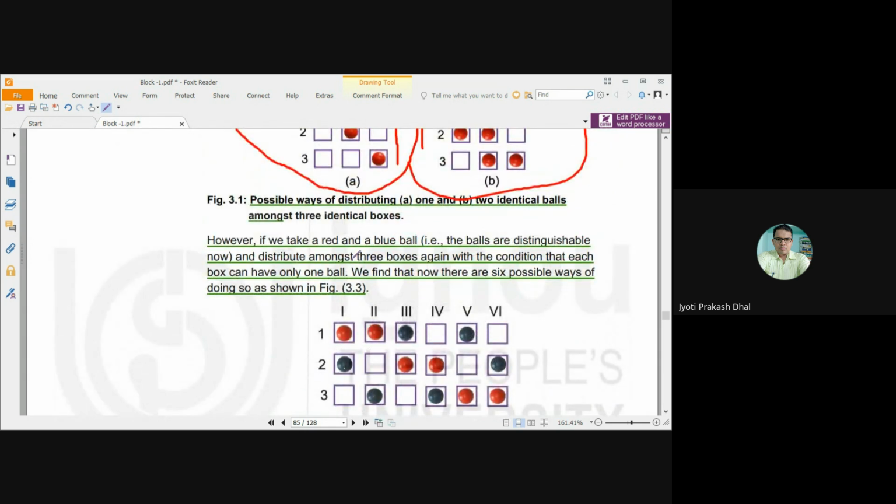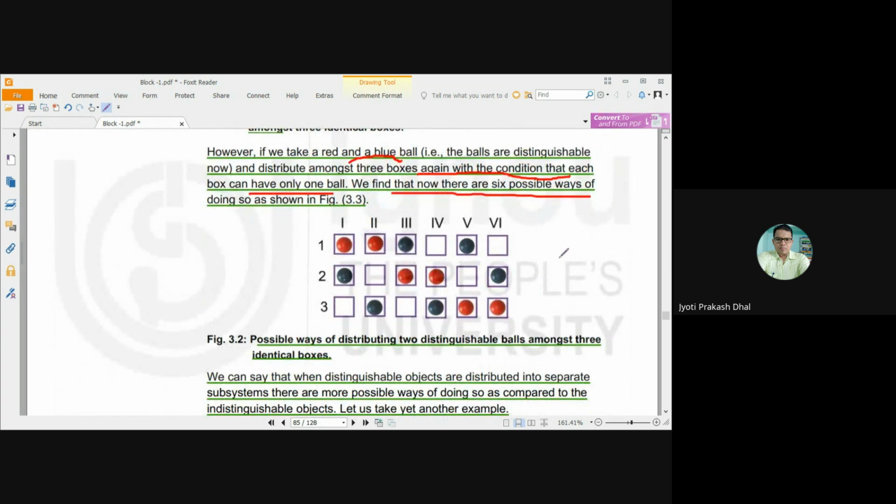However, if you take a red and a blue ball, now we'll move to a slightly complex situation. If you take one red and one blue ball, out of the two balls, let us consider that one ball will be a red ball and another will be a blue ball, and distribute among the three boxes again with the condition that each box can have only one ball. We find out now there will be six possible ways of doing so. So these are the six possible ways.